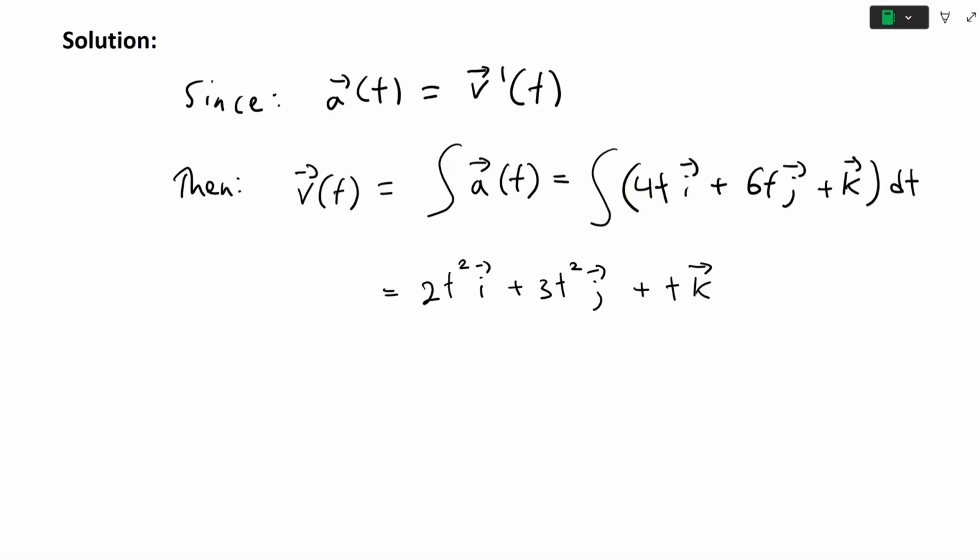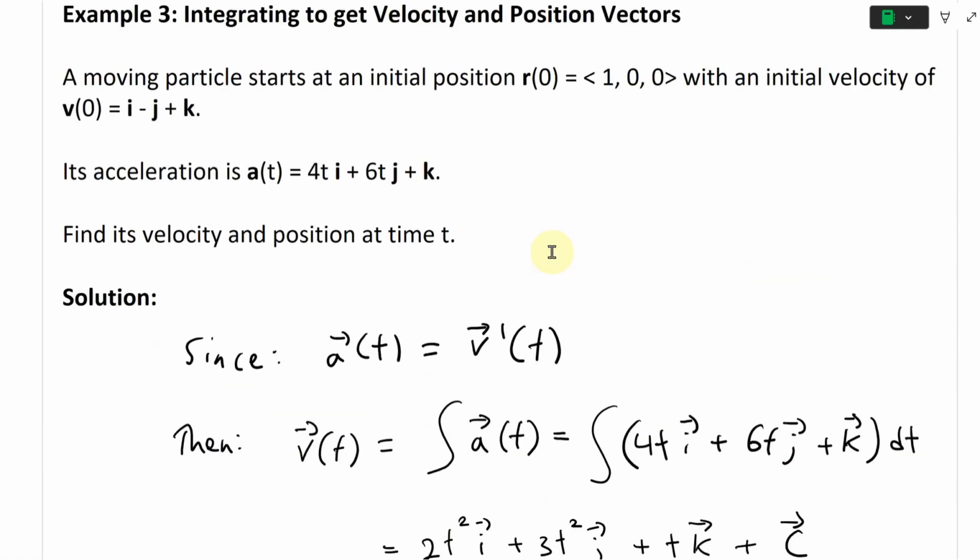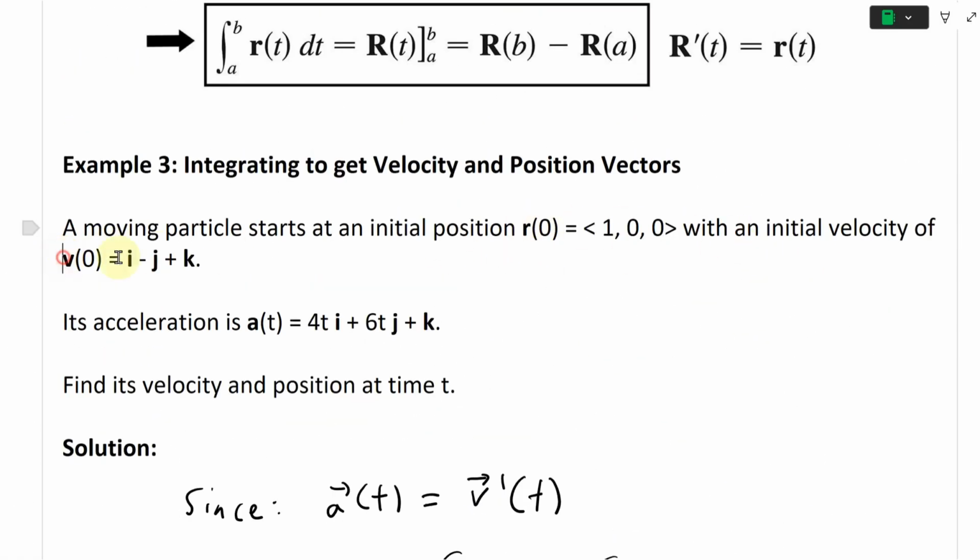And now we have to have an integration vector constant. We're going to call this vector c, because if you just have a constant vector like this, the derivative of that is going to be 0. So you have to have a constant like that. All right, and now going further, to determine the value of the constant vector c, we plug in our given value for the initial velocity, v vector 0. The initial velocity at t equals 0 is equal to i minus j plus k.